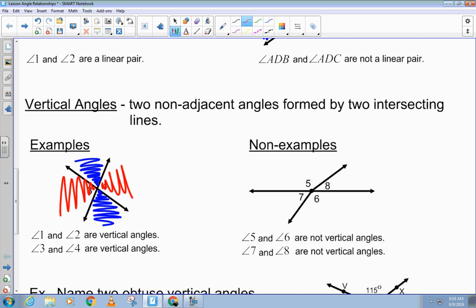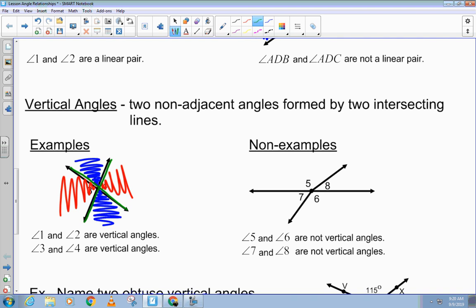They have to be created by intersecting lines. They intersect, creating four angles, two pairs of which are vertical with each other. Now, the thing about vertical angles is they're congruent. Vertical angles are always congruent to each other. So the blue angles are congruent, the red angles.